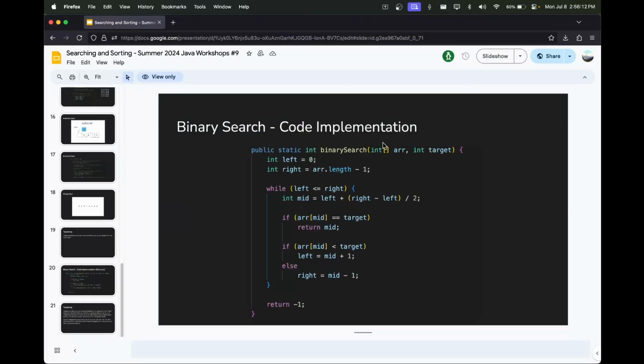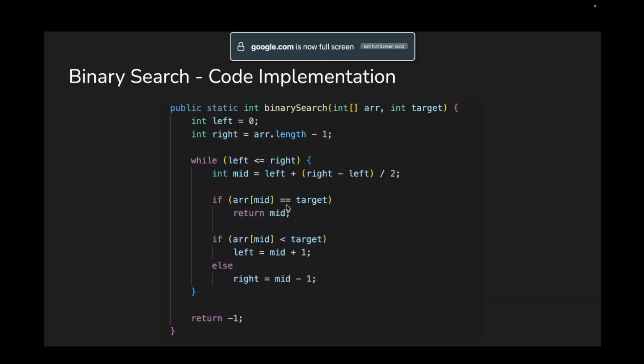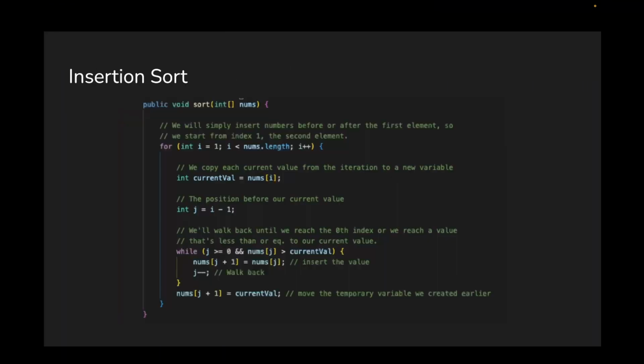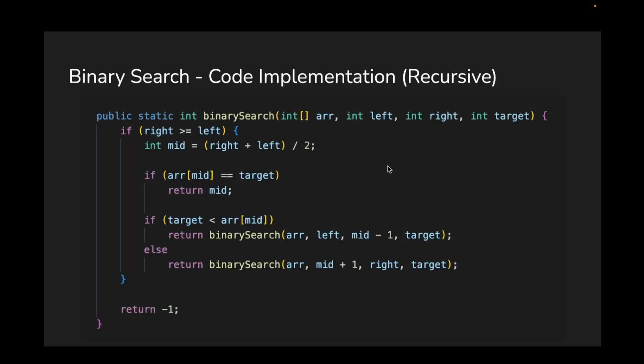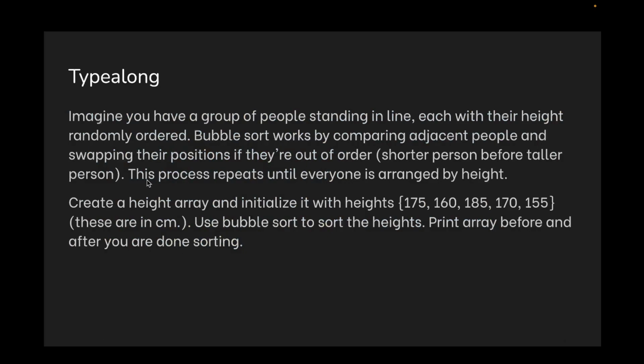Alright, so this was our code implementation for loops, and then let's go forward. This was our recursive method, and then this is our second type along. So imagine you have a group of people standing in line, each with their height randomly ordered. So it's like a random array. Bubble sort works by comparing adjacent people and swapping their positions if they're out of order. Shorter people before taller people. Shorter person before taller person. This process repeats until everyone is arranged by height in increasing order.